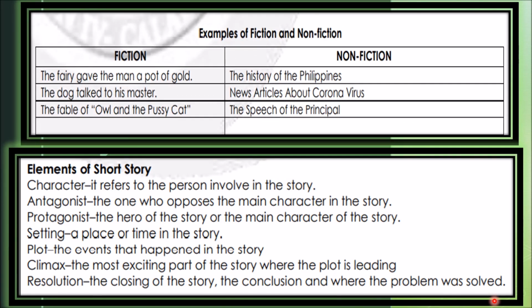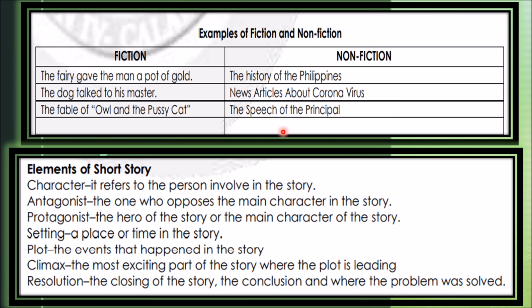Okay, these are the examples of fiction and nonfiction, okay? Fiction: a fairy gave the man a pot of gold. Nonfiction, okay, let's focus first on the examples of fiction. Fiction: the fairy gave the man a pot of gold, a dog talked to his master, the fable of the Owl and the Pussycat. So look at the difference. Okay, how about nonfiction? This is real. The history of the Philippines, news articles about coronavirus, and the speech of the principal.